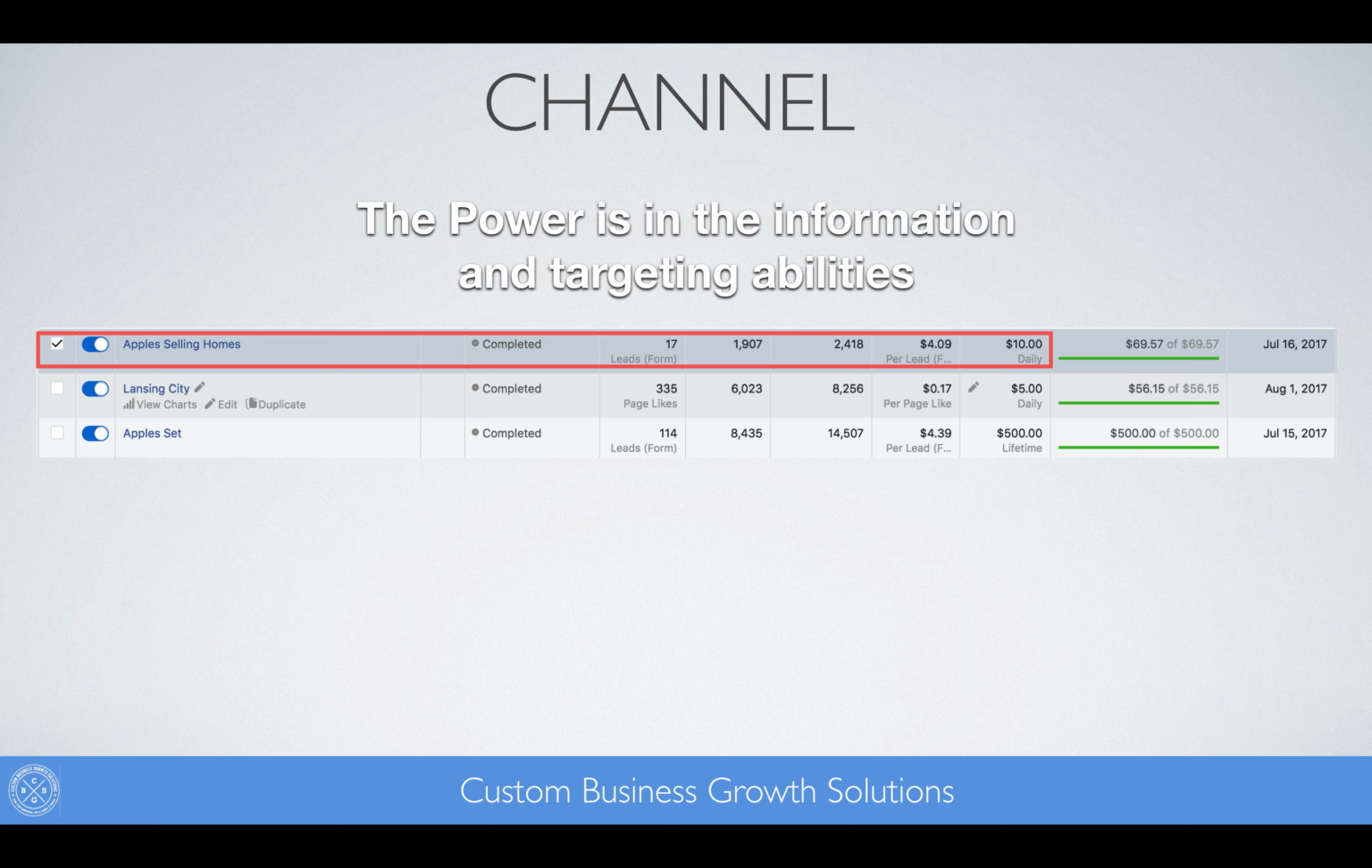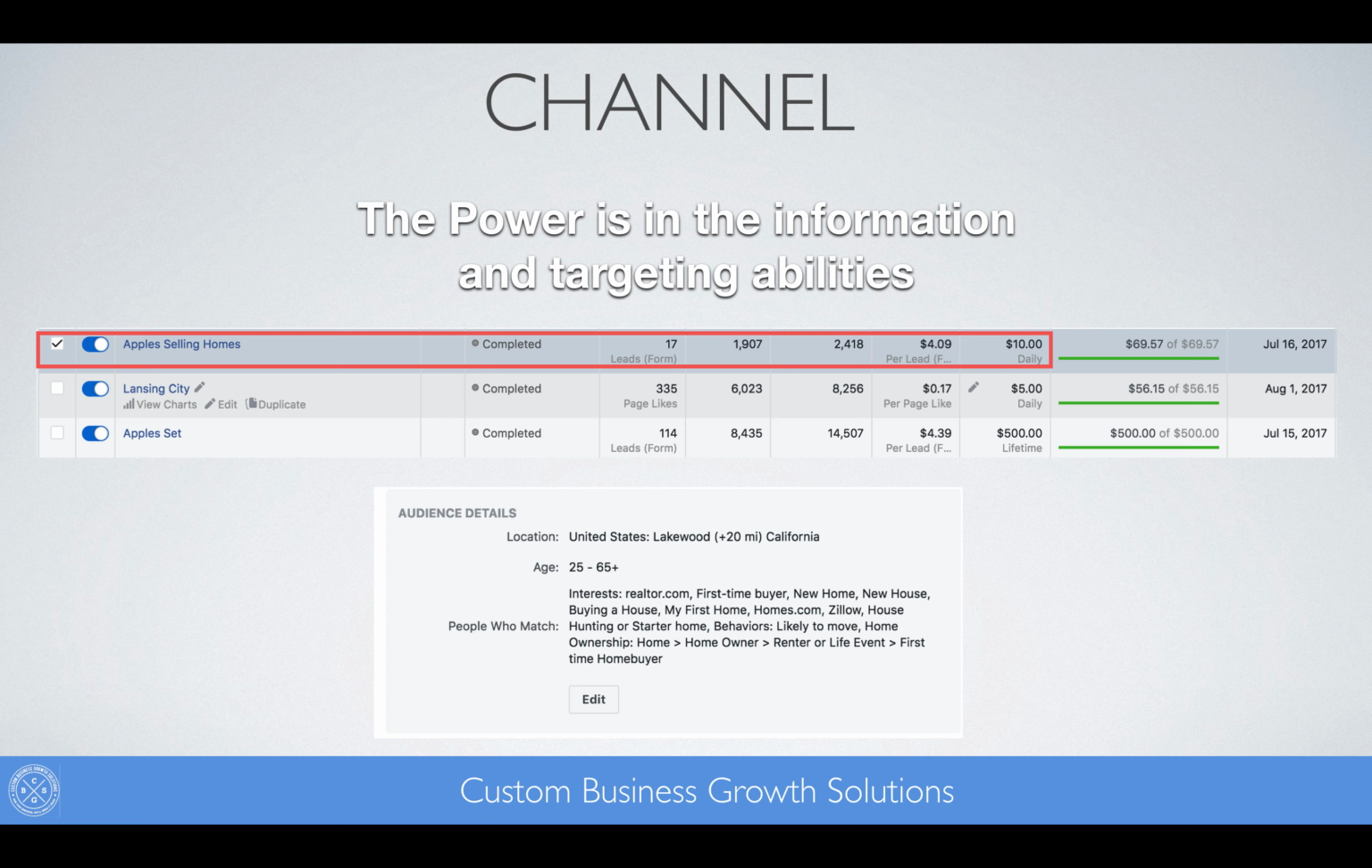I'm getting kind of off topic, and we want to keep our time here. I just want to show you the power of Facebook, because we were able to target a specific location, a specific age range, and we could even get more specific if we wanted, like their interests. These were people that were first-time home buyers. They were renters for this particular ad, so they were likely to move. They were already interested in Zillow and Homes.com and Realtor.com.